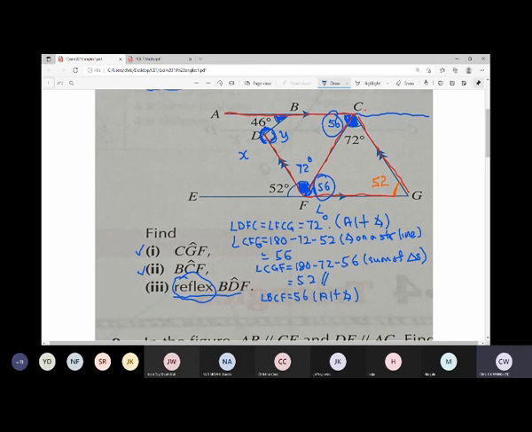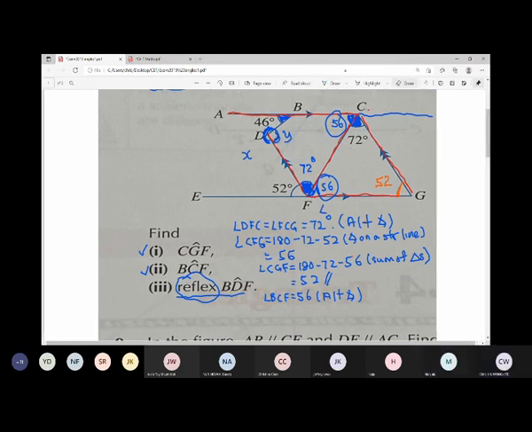Do you all notice that last week we did some questions on this? Manjula, to solve this problem, what must you do? To solve the BDF, what must you do? You all did it last week. Sir, is it parallel, DF and CG? DF and CG, they are parallel, so what? Yeah, parallel, you're right.